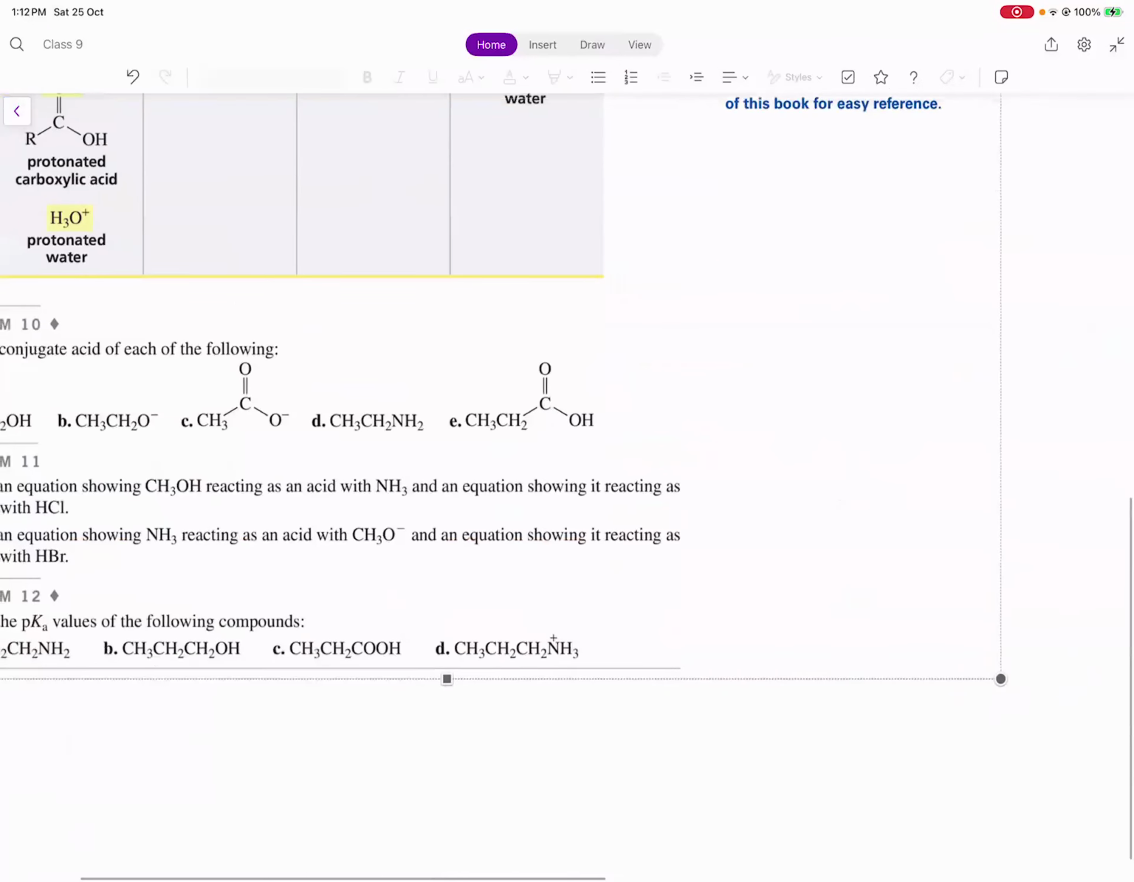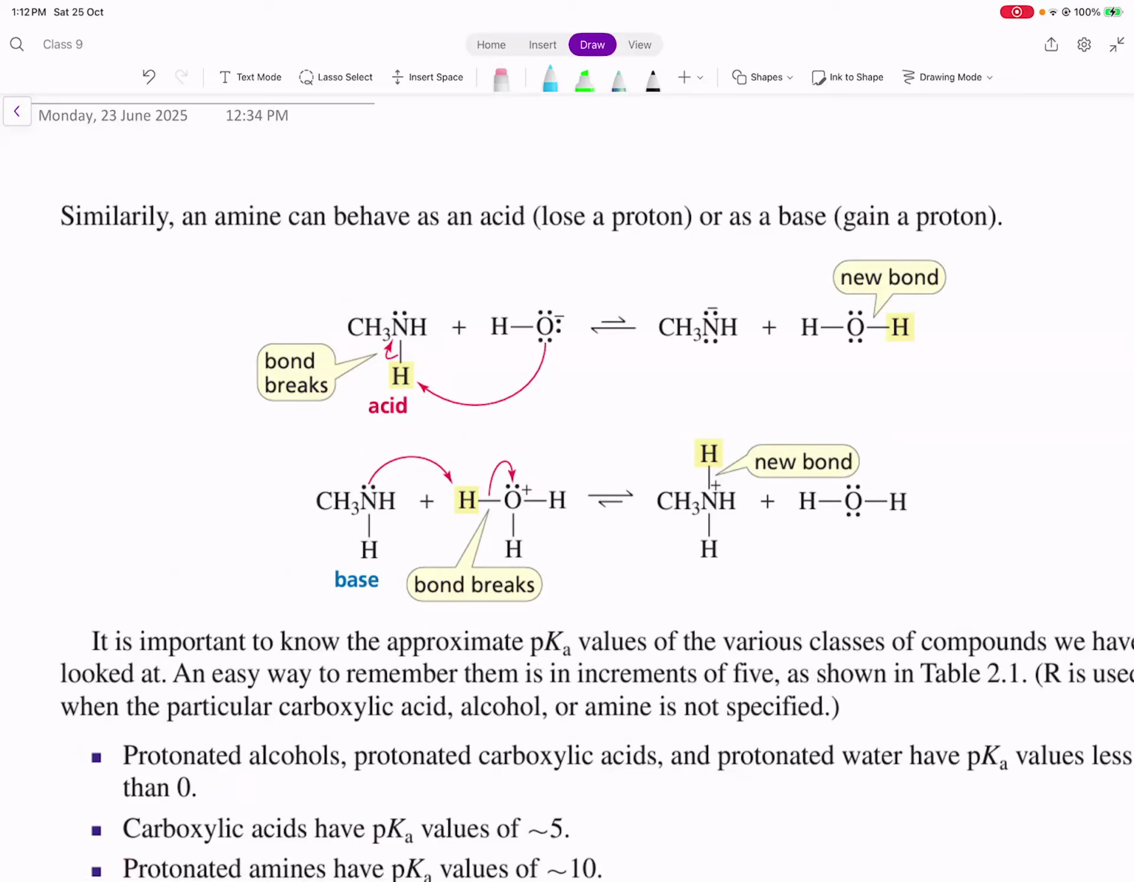So now you have to gradually remember these values also. But as you practice, you will be able to remember. Similarly, you can see this. An amine can behave as an acid or a base. When it behaves as an acid, it is going to give H plus. When it behaves as a base, it will be like this.